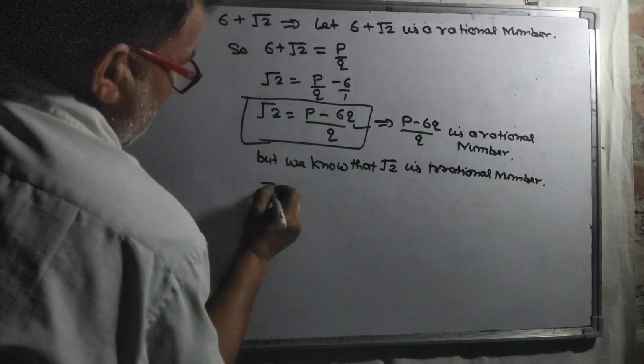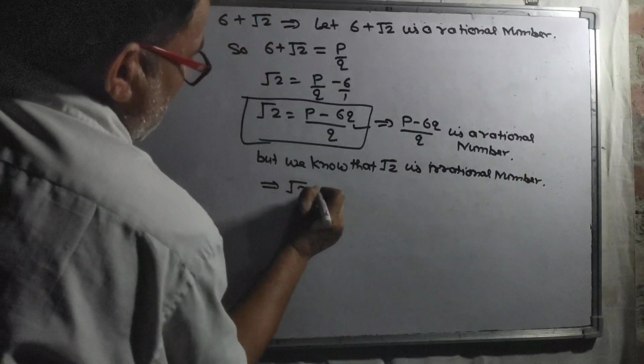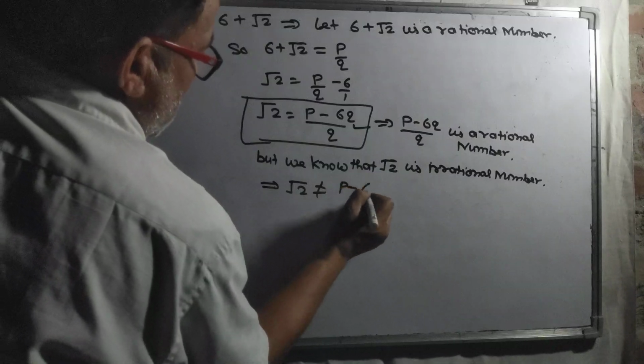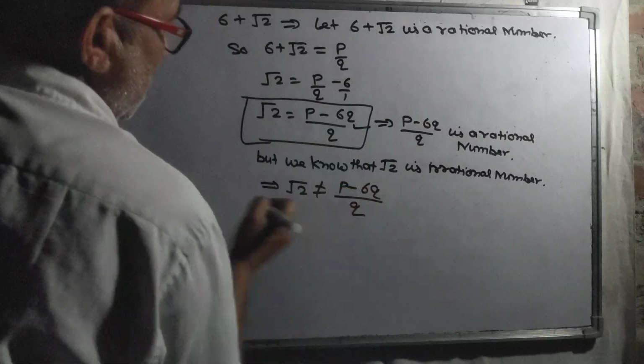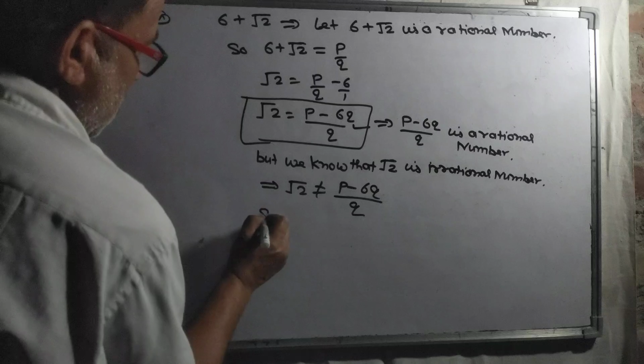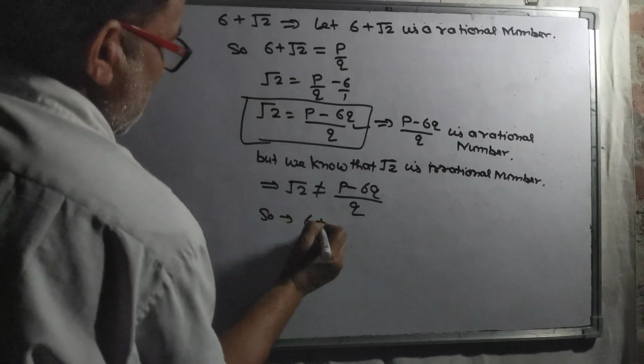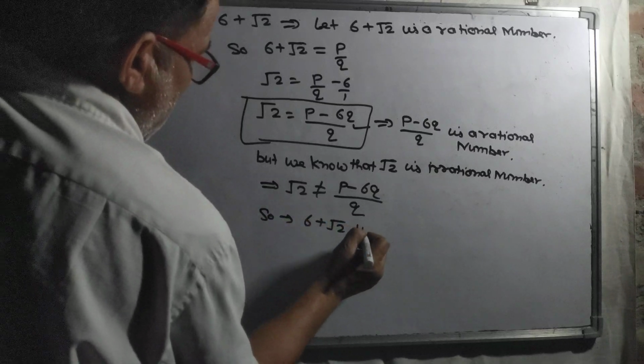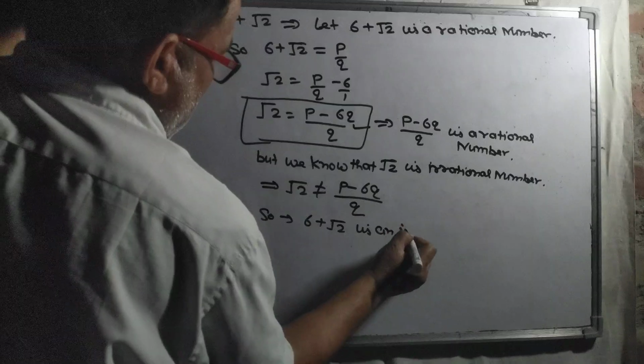So root 2 cannot be equal to (p minus 6q) upon q. So 6 plus root 2 is an irrational number.